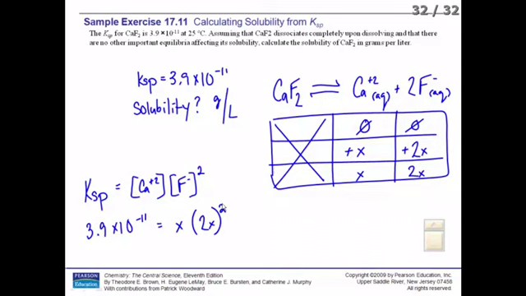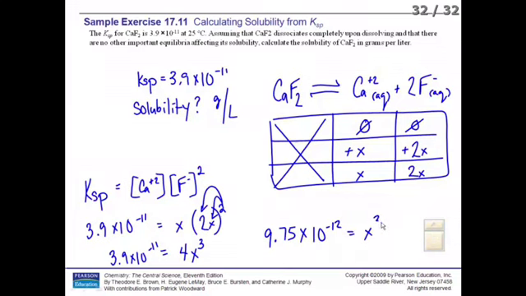Alright, now if you do your math carefully, that 2 becomes a 4 when squared, but then you have an x on the outside. This is basically equal to 4x to the 3rd power, which equals 3.9 times 10 to the negative 11th. So the first thing you do is just divide by 4. 3.9 e negative 11th divided by 4, you should get 9.75 times 10 to the negative 12th is equal to x to the 3rd.